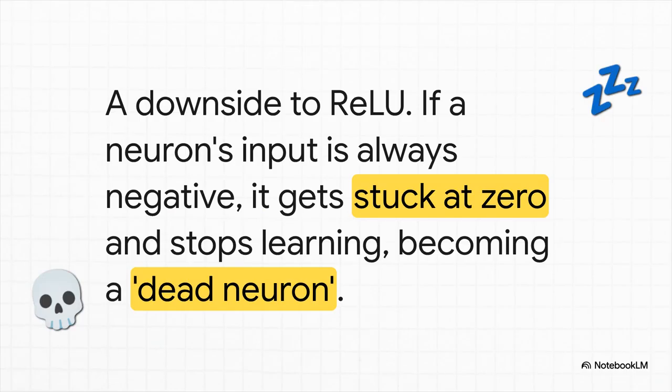But, of course, nothing's ever that perfect, is it? ReLU introduced its own little quirk, a problem known as the dying ReLU. Here's what can happen. If a neuron gets a big update that pushes its inputs to always be negative, it will just keep outputting 0. And if the output is always 0, the gradient is always 0, and that neuron just gets stuck. It effectively dies and stops participating in the learning process.